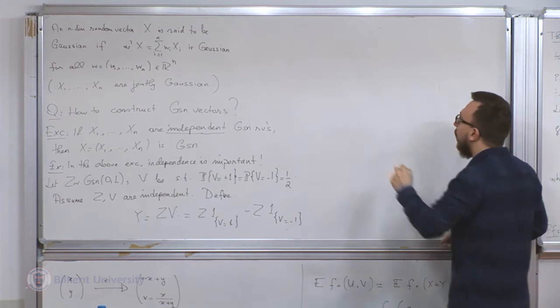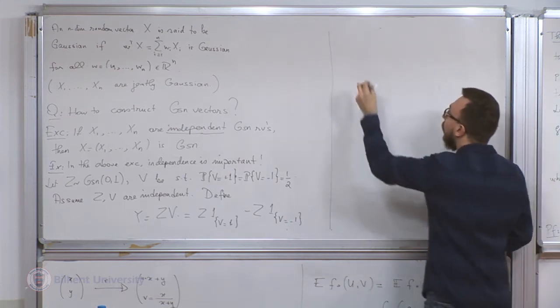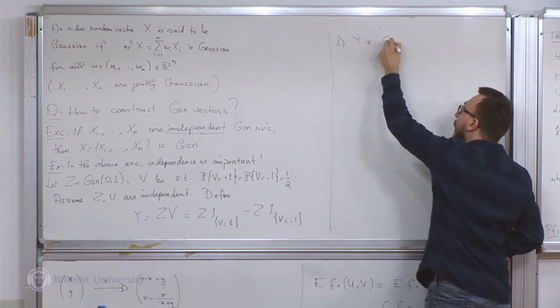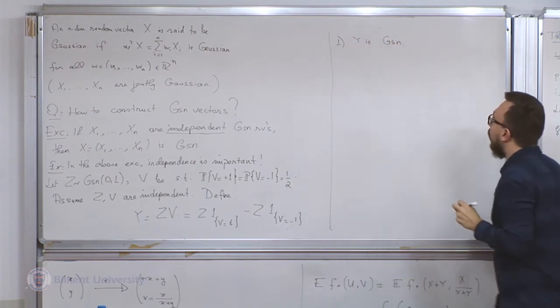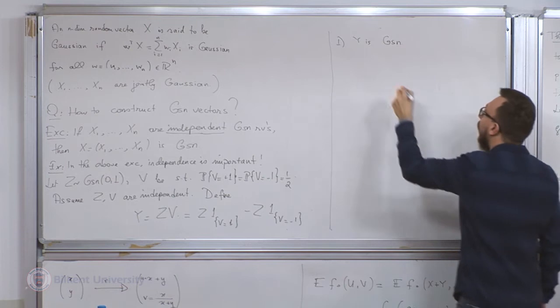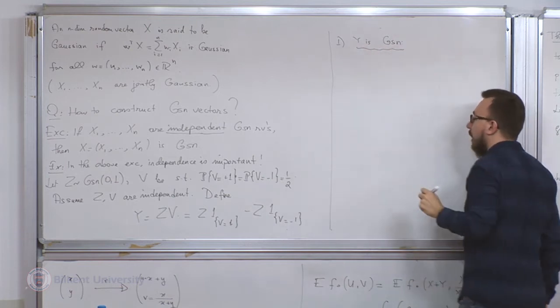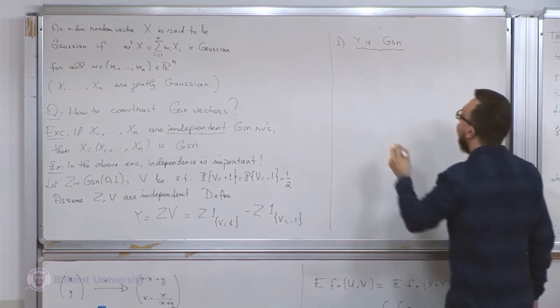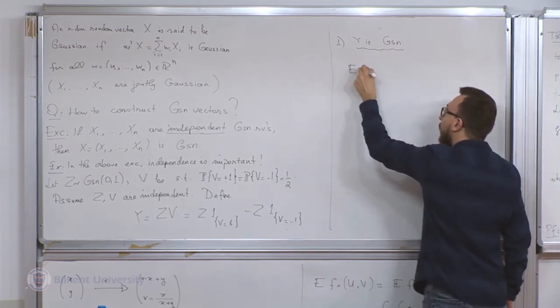Well, we're going to look at a few things. So one is that this Y is Gaussian. Why is this the case? Well, we can look at the Fourier transform of Y, right?